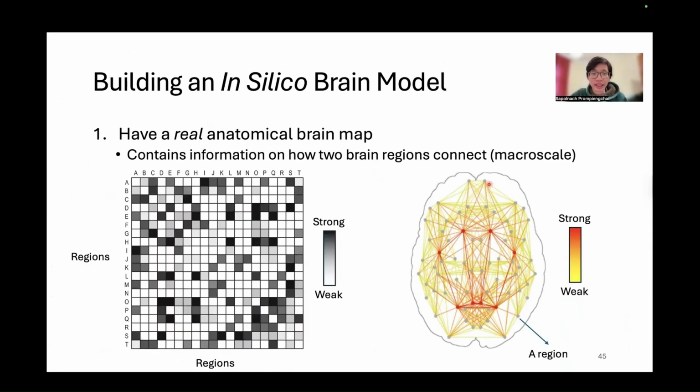From this map, you can then infer structural connectivity between these regions. An example is this region, this red dot here might be B. This region might be C. And this particular red line would be represented as a dot here in this graph. But anyways, the idea is the same: a real anatomical brain map gives information as to how two neurons or two regions connect with each other.